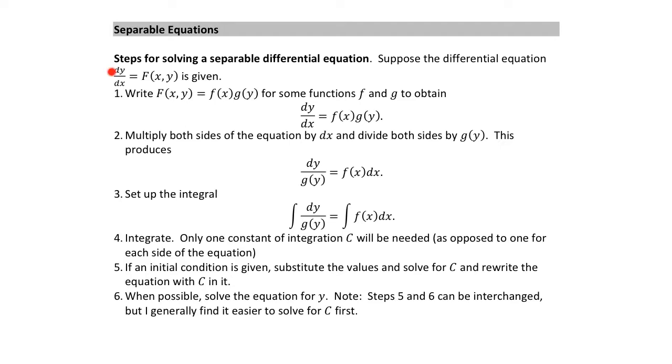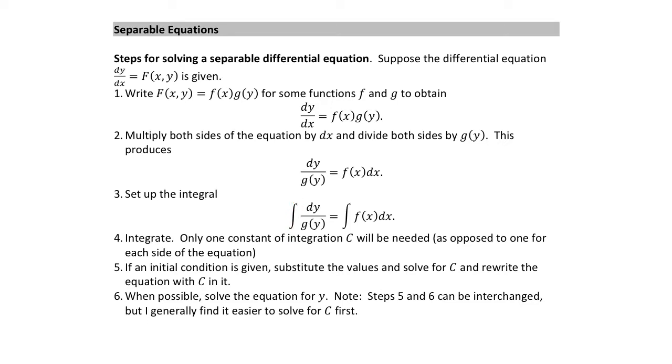So our differential equation is first order, first derivative equals some function of x and y. Write it as a product of those two functions, one in x and one in y. And then we treat dy and dx as differentials, hence the name differential equations. So we can treat them as variables, multiply both sides by dx, and divide both sides by g of y. So you'll have dy over g of y equals f of x dx.